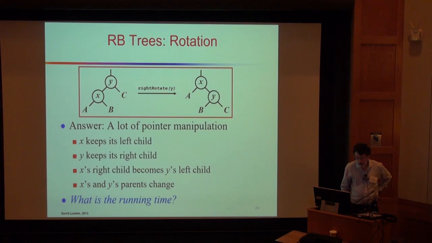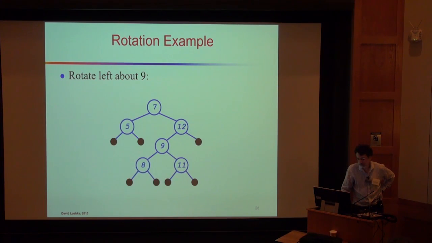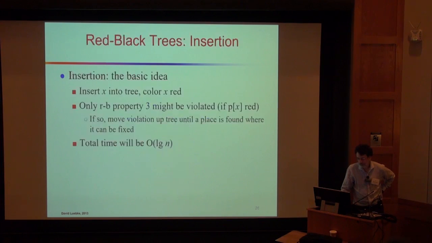Okay, so if we rotate left about node 9, so we're moving 9 and 12. Now the subtrees rooted at 8 and 11, we're not going to touch their interior. This is a very local transformation. So there we are. We rotated left about node 9. Okay, so the basic idea is that by doing just 1 or 2 rotations, locally, we can recolor.